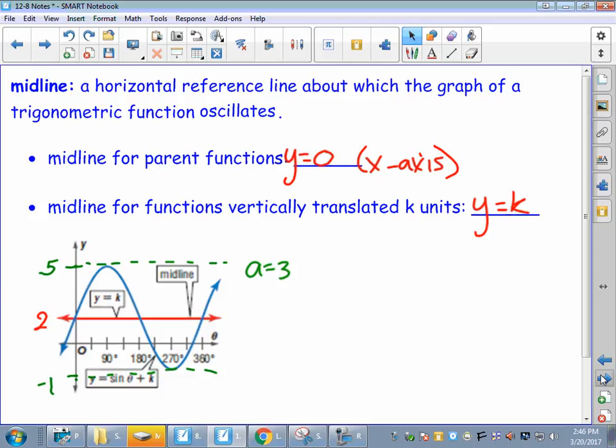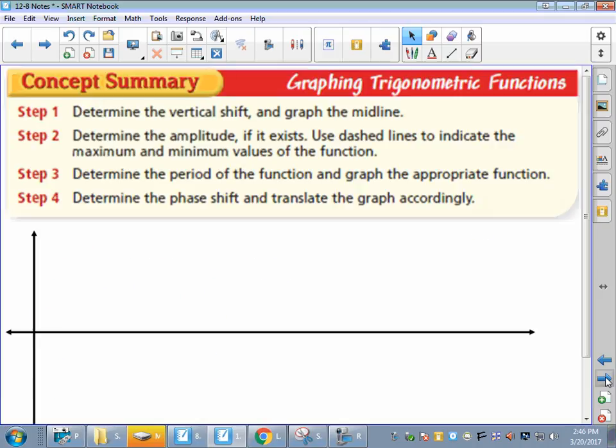On the next slide, I'm going to show you how to graph, the order in which we graph things, and then we'll do a couple together. It's really important that you follow these 4 steps. Some of your graphs may stop after step 3. It just depends on whether you're going to do a phase shift or not. We do vertical shifts first, and then we do phase shifts at the very end.